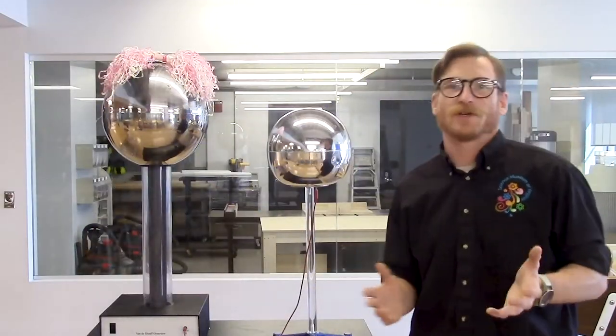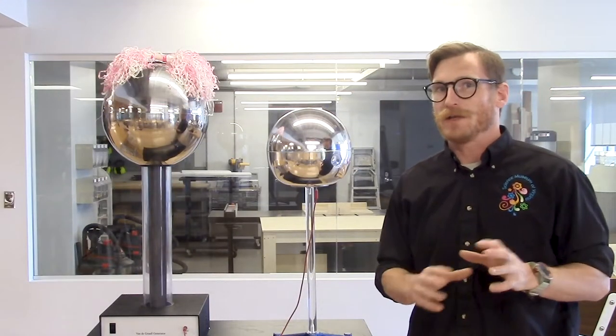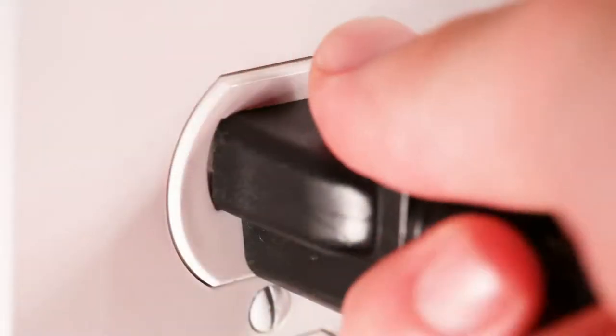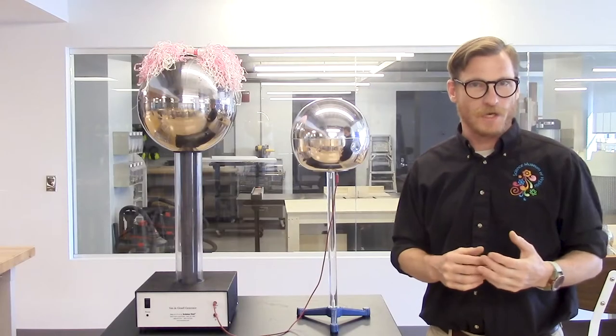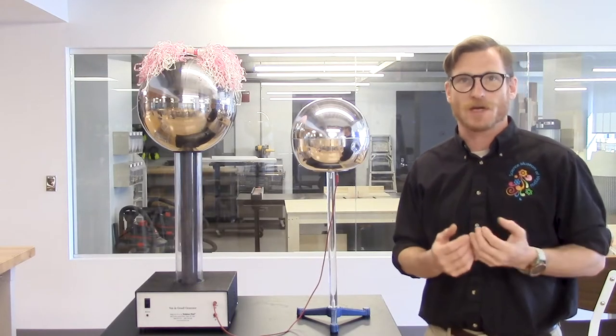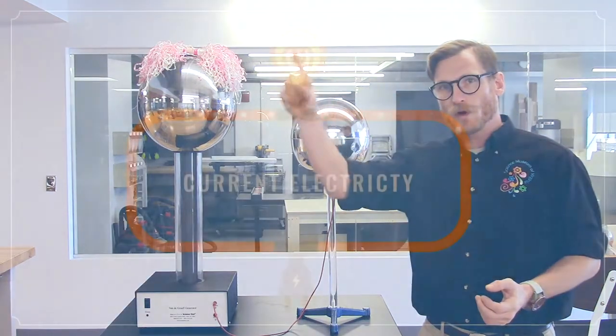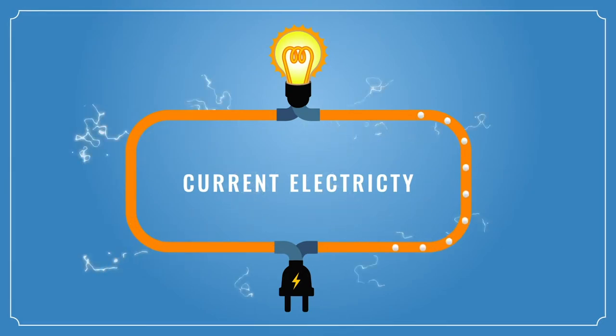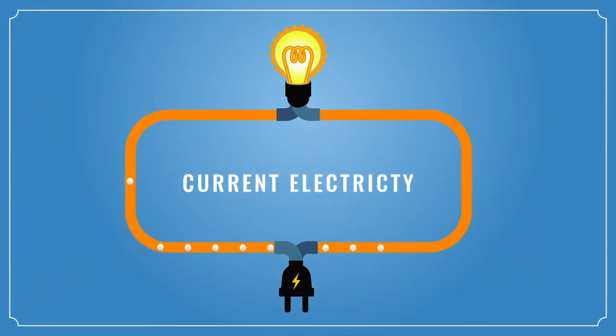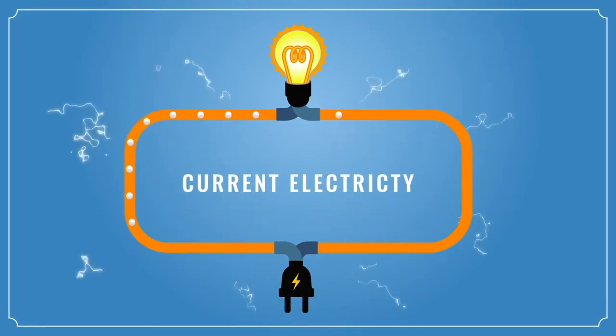Static electricity is very different than the current electricity that comes out of an outlet. Current electricity is the electrons coming from the power source, your outlet, moving through the core to the load and back through the core to the outlet. And it keeps going in this circular current.